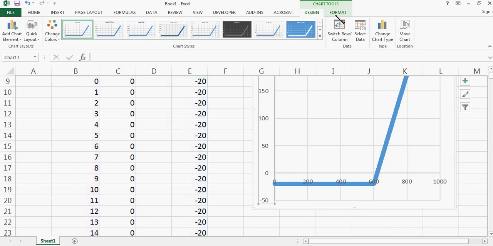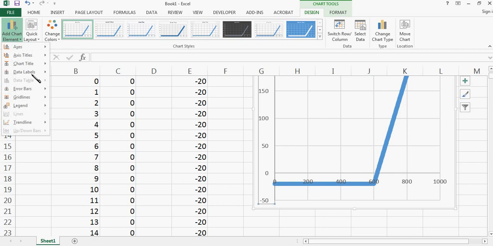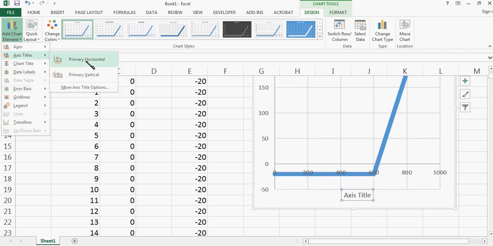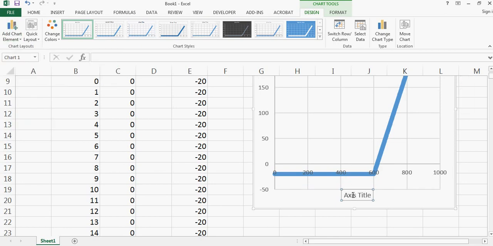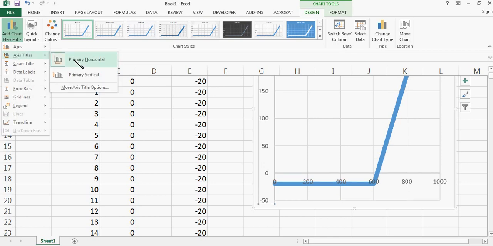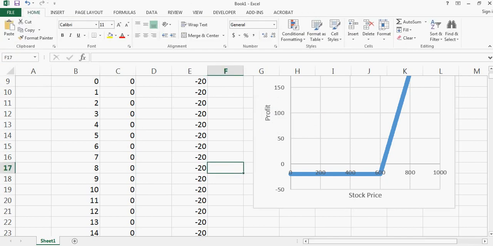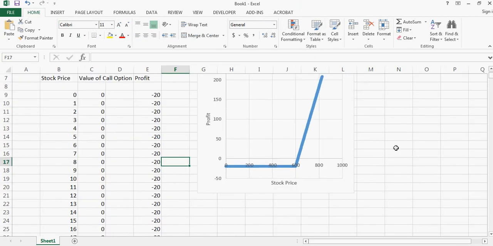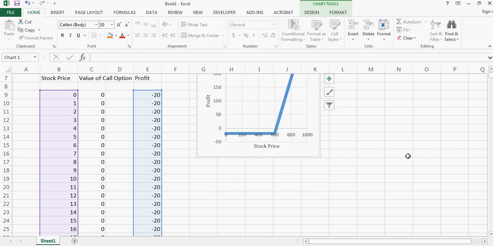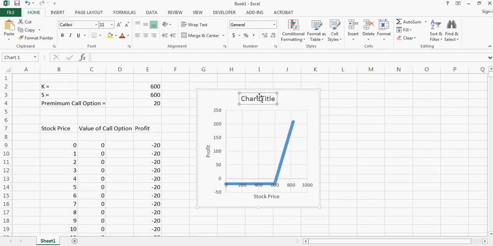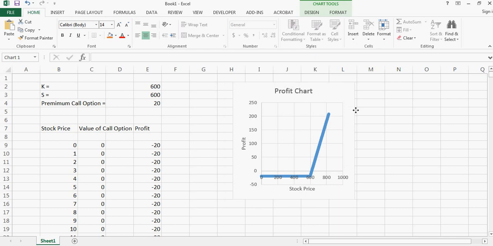And I can call this strike price, and this profit, and then I can zoom out a little bit, or make this chart a little smaller. Now you can see that I have my profit chart. Now if I'm looking at this chart, I can change the values.